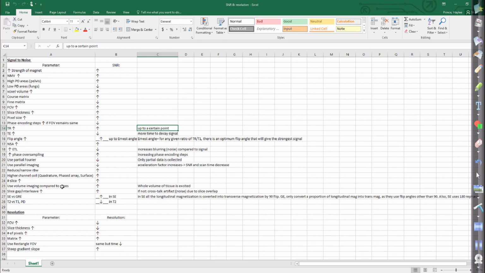Volume imaging, compared to slices, increases our signal because you're exciting a whole area of tissue compared to just one slice. So that's why our 3D acquisitions always have more signal than our 2D acquisitions.